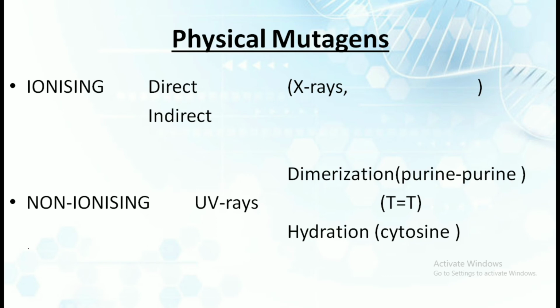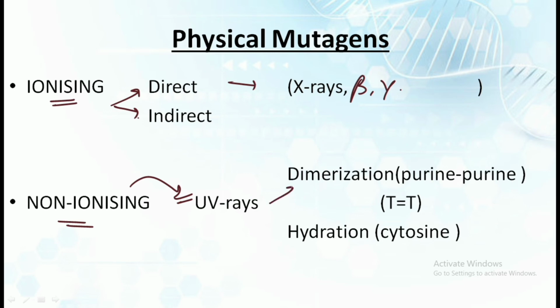If we understand about the physical mutagens, they could either be the ionizing one or the non-ionizing one. The ionizing one could lead to either direct ionization or the indirect one. The direct ionization ones could be X-rays, beta rays or gamma rays. Talking about the non-ionizing physical mutagens, it mainly includes the UV radiation, and the UV radiations could cause either the dimerization or the hydration.